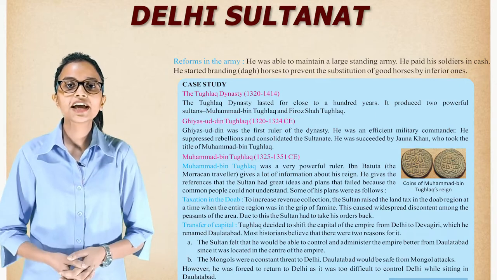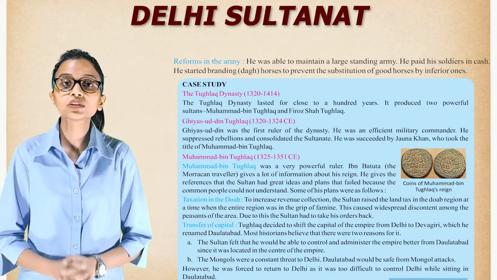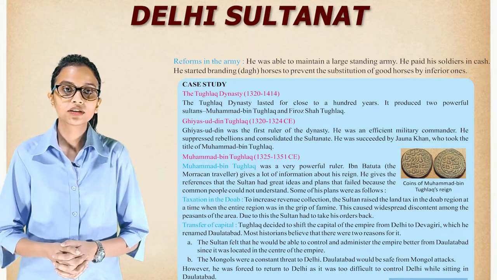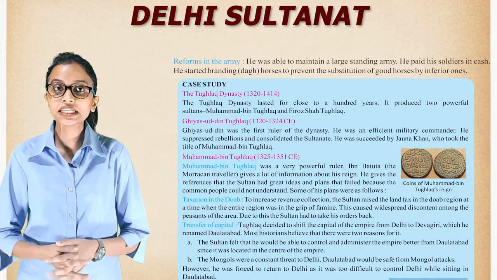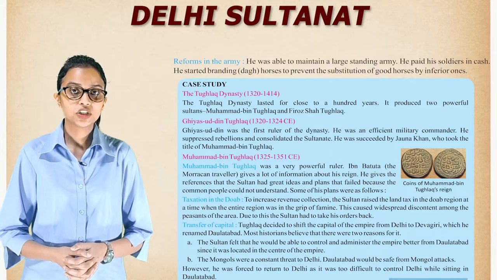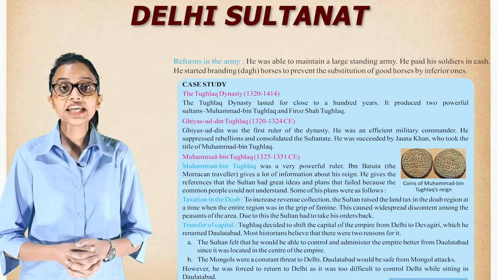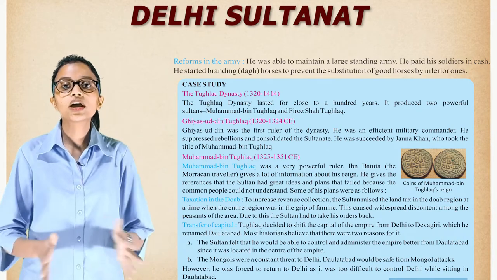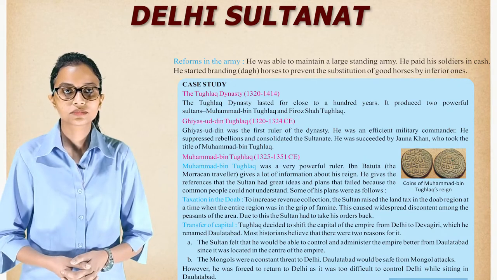The Tughlaq dynasty lasted for close to 100 years. It produced two powerful sultans, Muhammad bin Tughlaq and Firoz Shah Tughlaq. Ghiyasuddin Tughlaq, 1320 to 1324 CE. Ghiyasuddin Tughlaq was the first ruler of the dynasty. He was an efficient military commander. He suppressed rebellions and consolidated the Sultanate. He was succeeded by Jauna Khan, who took the title of Muhammad bin Tughlaq.